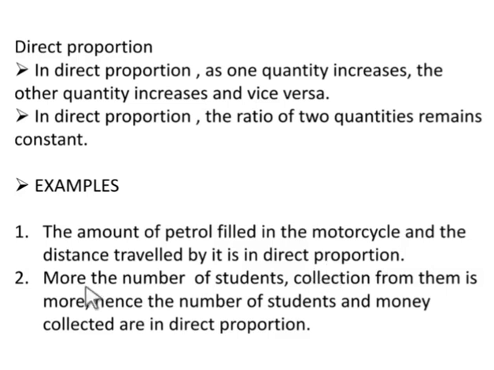One more example. The more the number of students, the more the collection from them. Hence, the number of students and money collected are in direct proportion. Here, if the number of students increases, then the collection made from them will also increase. Hence, we say that the number of students and the money collected from them are in direct proportion.